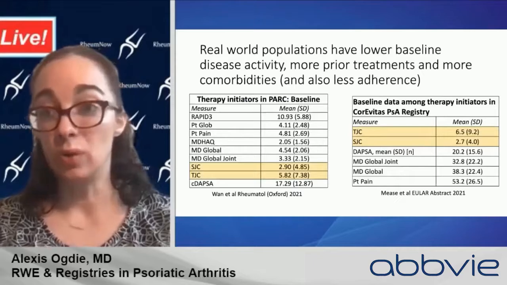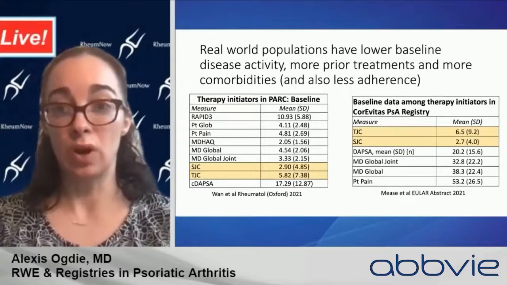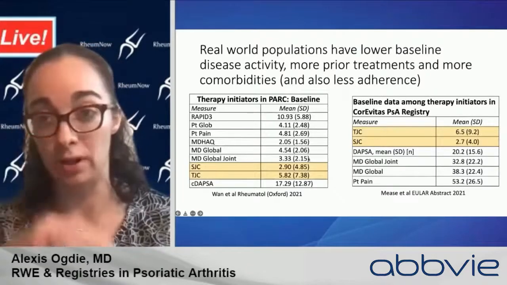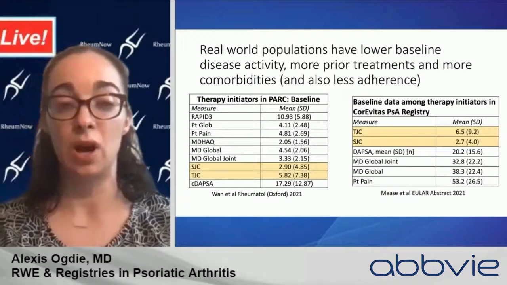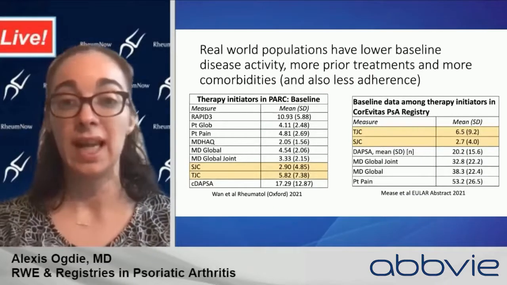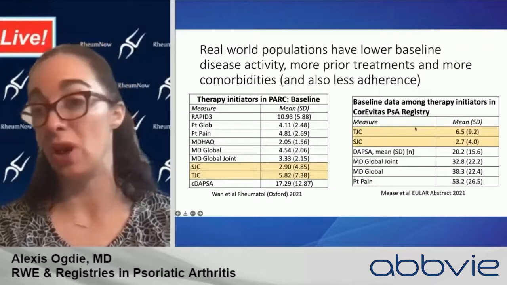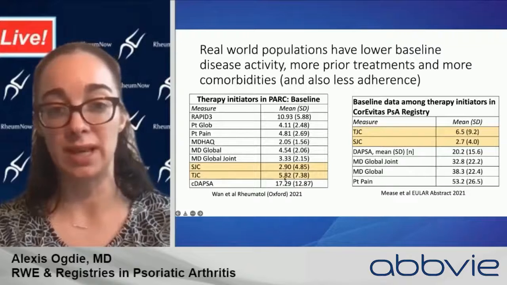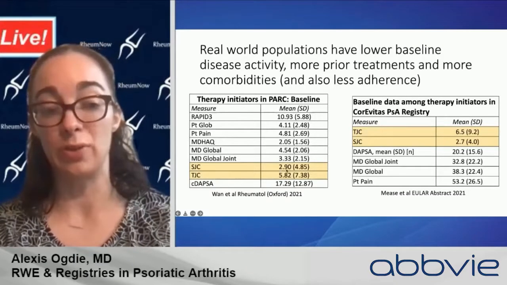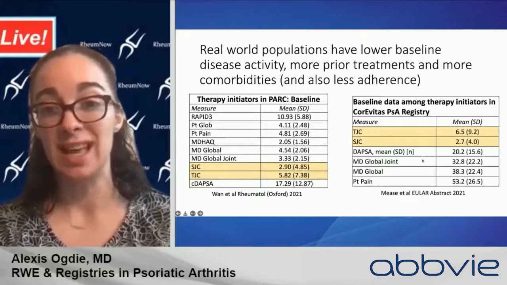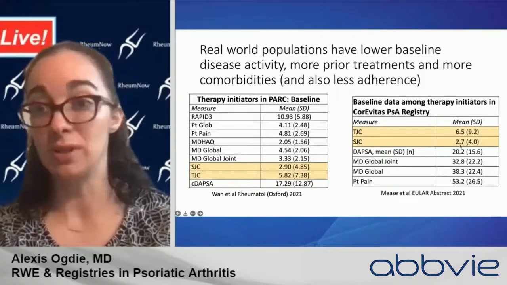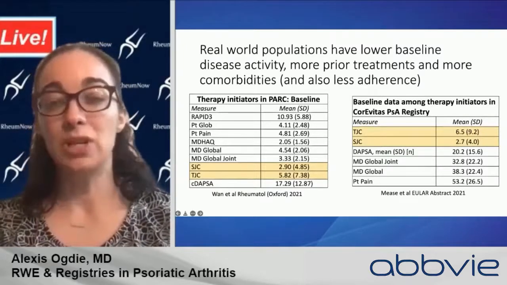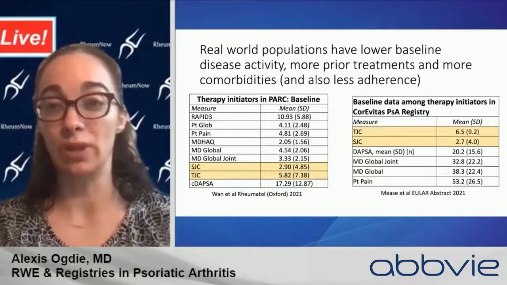So what does this look like in the real world? These are two different real world cohorts. The first is the PARC data set, which is one I'll tell you more about. It's our longitudinal cohort study at Penn, Utah, NYU, and Cleveland Clinic. And then in addition, we have the Epitopes registry, which I'll also talk more about. And what you see is that among patients switching therapy in both of these studies, the mean swollen joint count was around 3, and the mean tender joint count was around 6. And in Epitopes, the mean swollen joint count was around 3, and the mean tender joint count was around 6 or 7. So you can see that these populations are very different from the populations enrolled in clinical trials.